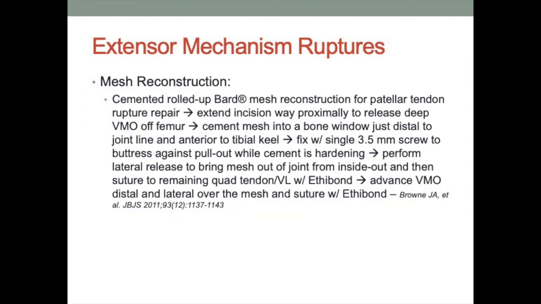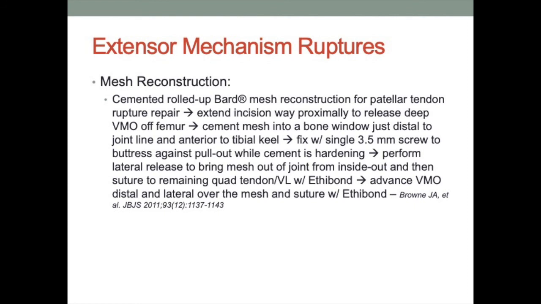The next thing is this mesh reconstruction, where essentially you use a rolled up mesh via a bone tunnel and screw and cement fixation into the tibia and then up over the extensor mechanism to essentially give it something to scar into and scar down to. It does work decently well, but again, extensor lag's an issue. Again, you have a big chunk of artificial stuff right below the skin surface, so infection is an issue with these.